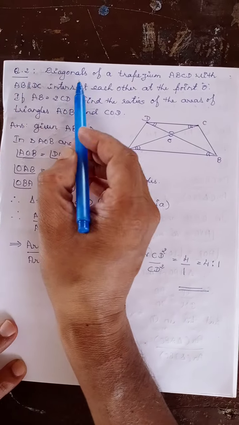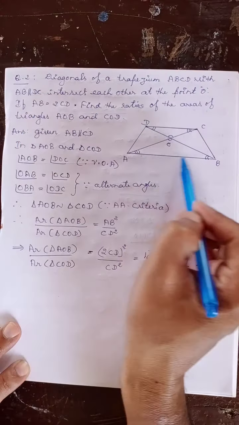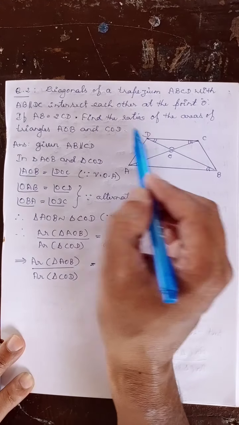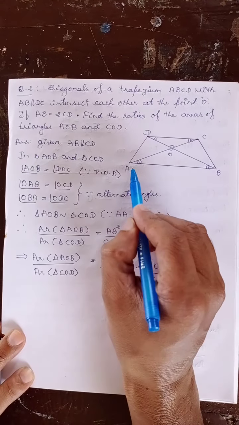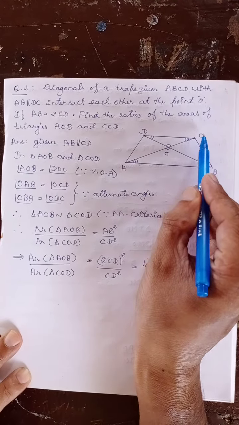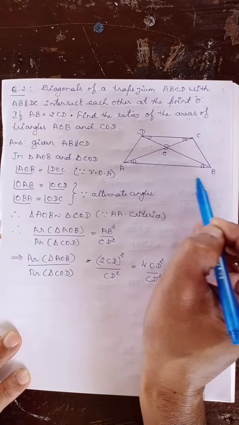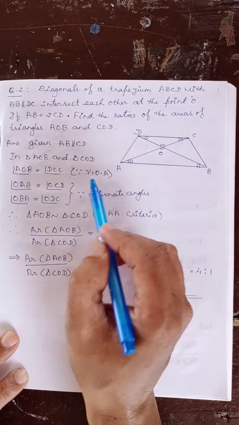Question number 2. Diagonals of a trapezium ABCD with AB parallel to DC intersect each other at the point O. If AB is equal to 2 times DC, AB length is equal to 2 times DC or CD, find the ratio of the areas of triangle AOB and DOC or COD. Now we can see the answer.